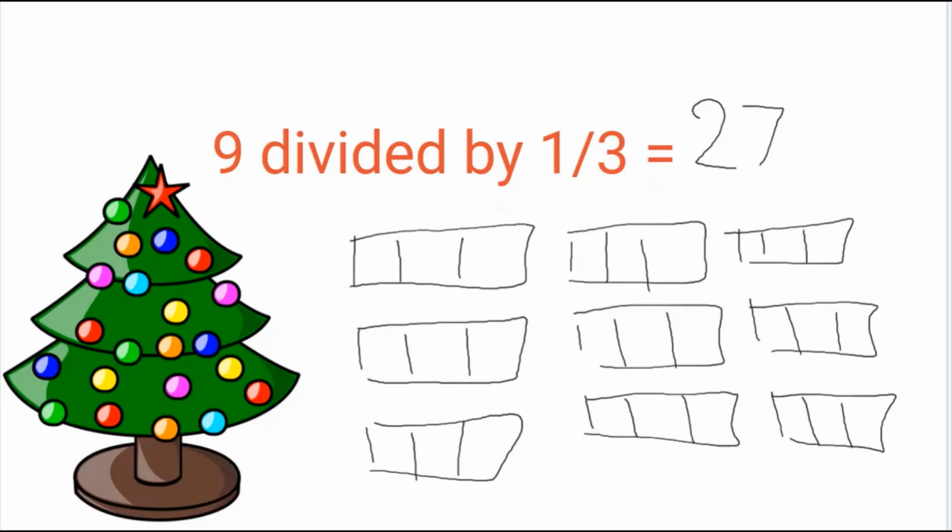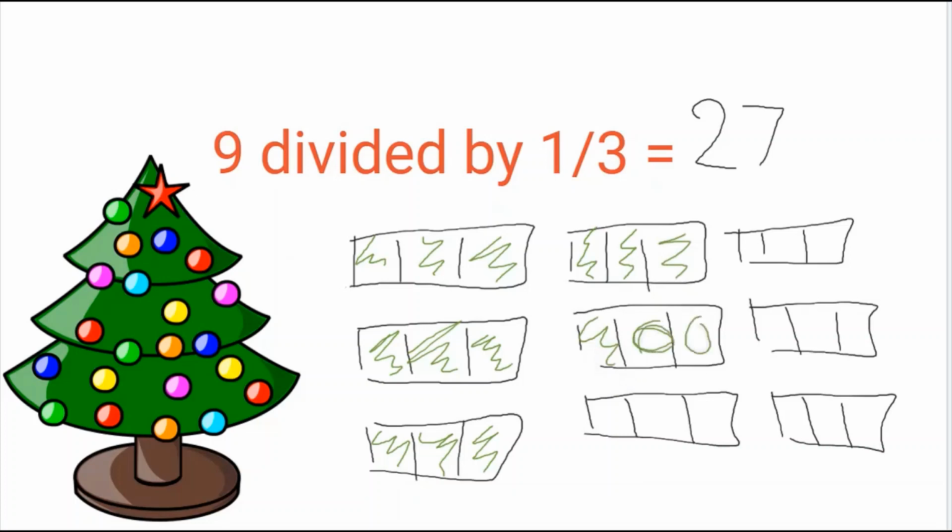So we have 1, 2, 3, 4, 5, 6, 7, 8, 9, 10, 11, 12, 13, 14, 15, 16, 17, 18, 19, 20, 21, 22, 23, 24, 25, 26, 27. We have 27 squares, which was our original answer as well.